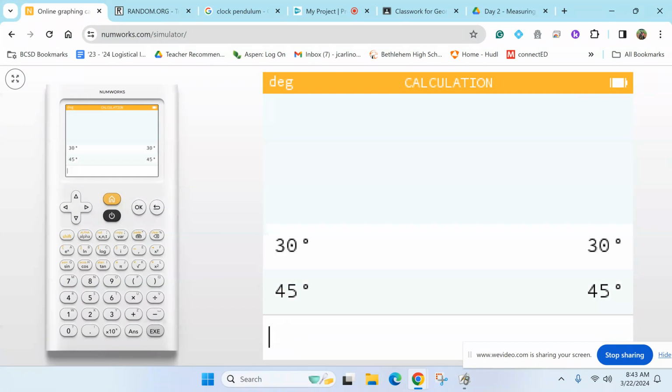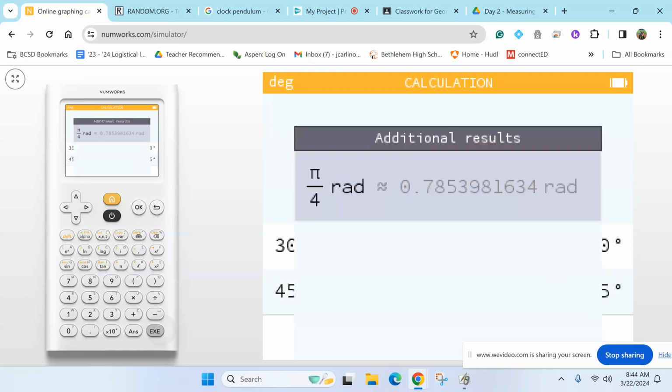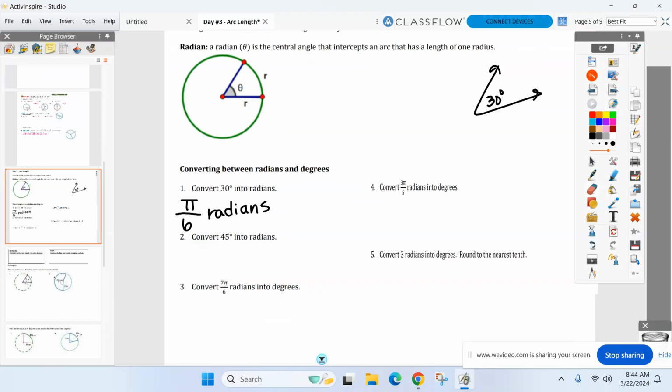Enter. Highlight 45. Get your dots and see what it is in radians. You guys are just living the life here, having your calculator do that. So pi over 4. And again, please leave your radians in terms of pi. I don't want to see you write that long decimal out.